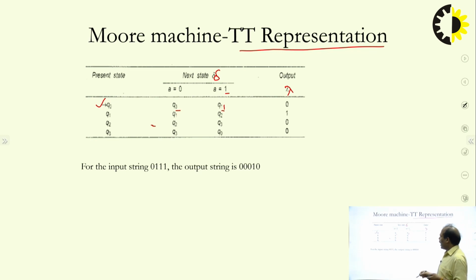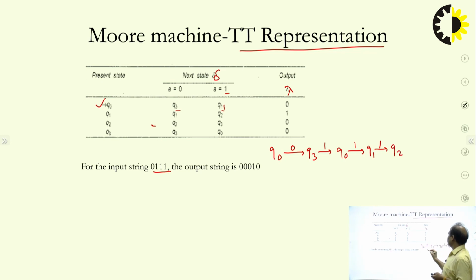So what is the output corresponding to input 0, 111? If you start here at Q0 and 0, Q0, 0 you are reaching Q3, and then Q3, 1 you are reaching Q0, and Q0, 1 you are reaching Q1, and then Q1, 1 we are reaching Q2. So, you know what will be output?